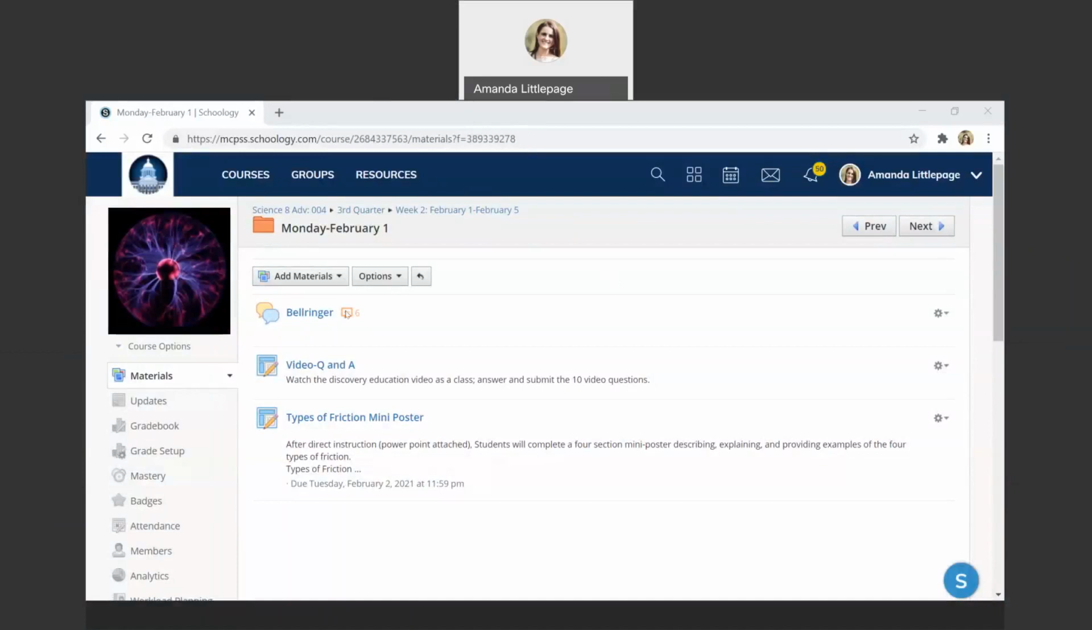So here you can see I'm in Schoology fourth period's folder. All folders should look similar. We have our bell ringer. We're going to do a video Q&A, and then you will be responsible for completing a types of friction mini poster. So first thing, let's begin the bell ringer.